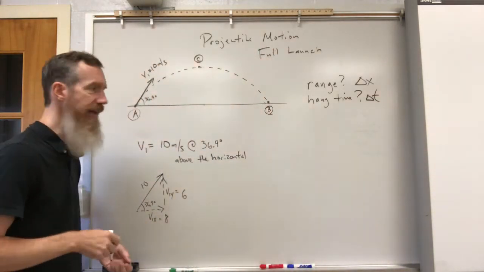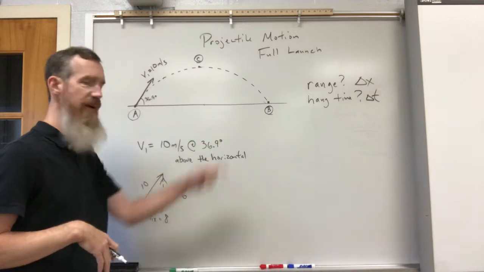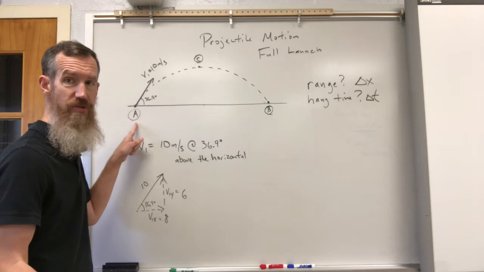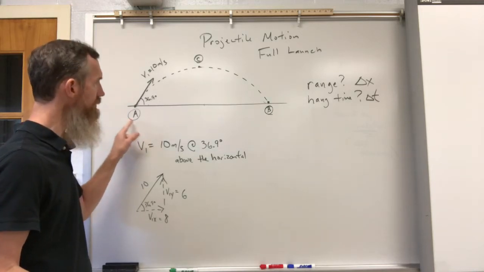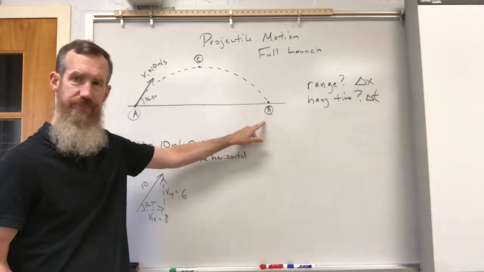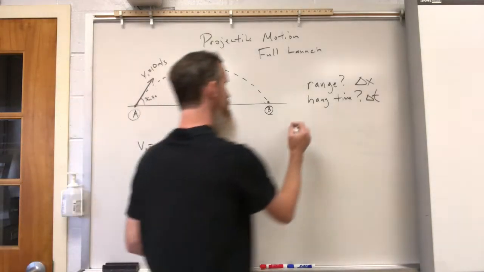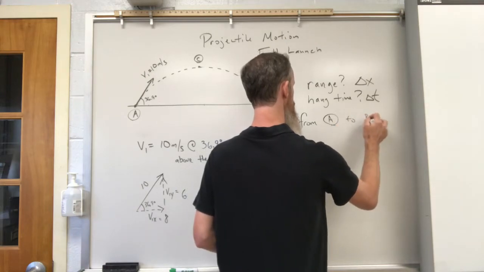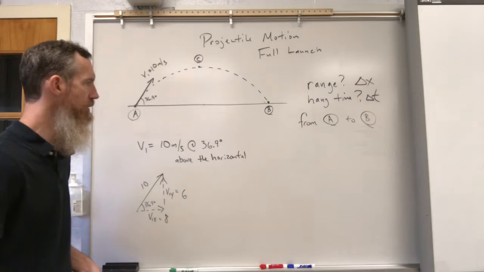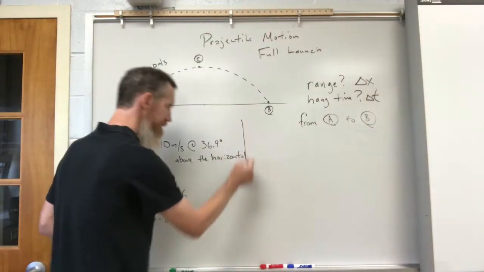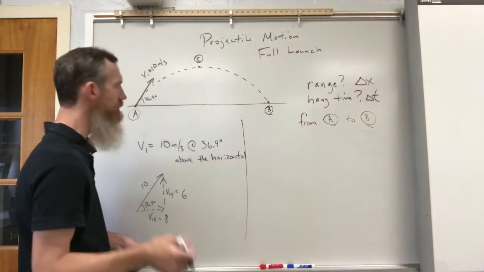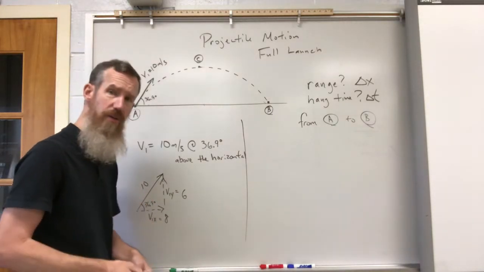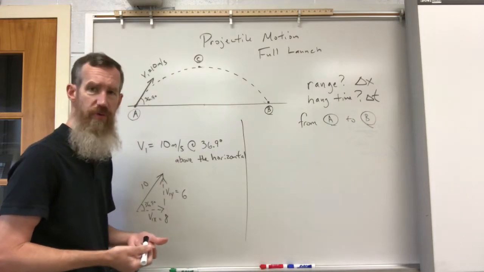And in order to answer that, I need to know along this pathway, where do I start and where do I end? So I'm going to go from point A, obviously that's my initial position, my launch. And in order to find range, I need to go all the way to here. I need to go to point B. So I'm going to analyze this from point A to point B. And when I do that, I need to list what information I know and list what information I'm looking for.